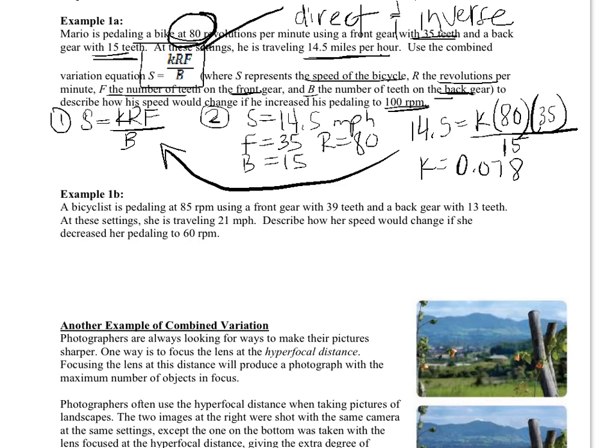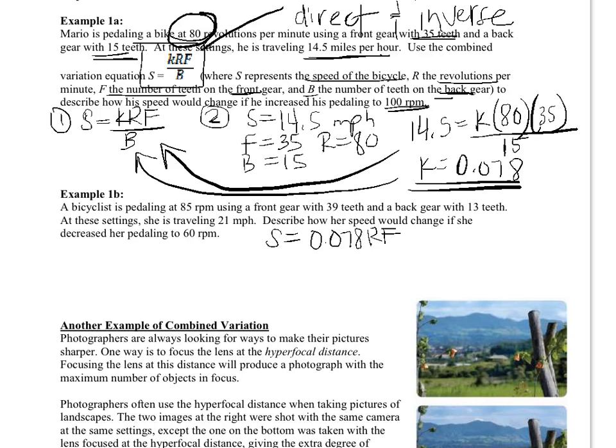Now if we do like we did solving those direct variation and inverse variation equations, we can use that k value and plug it back into that original equation, and then we have a combined variation equation that we can use. So we can say, and I'm just going to do the work down here, S equals 0.078 RF divided by B. Because now we solve for K, and we just put it in there.